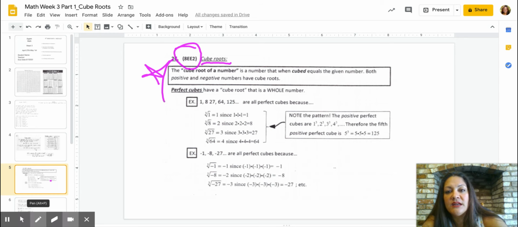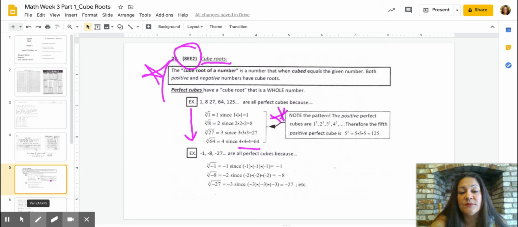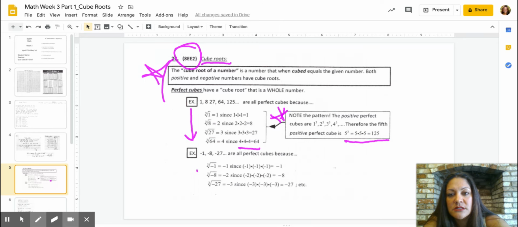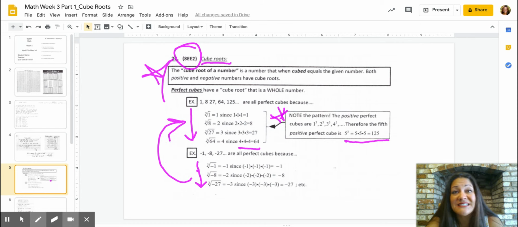Okay, here is 1 through 4. And then it says here, note the pattern. The positive perfect cubes are 1 cubed, 2 cubed, 3 cubed, 4 cubed. Therefore, the fifth positive perfect cube is 5 cubed. Down here we also have these negative cube roots, and you'll notice they're the same numbers that are up here, but negative. And what that means is their cube root is going to be a negative number. So that does matter with cube roots.